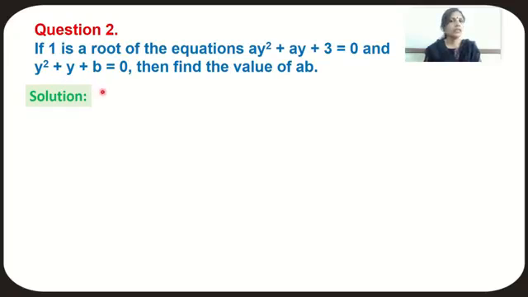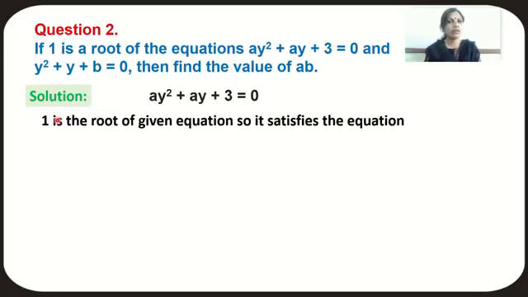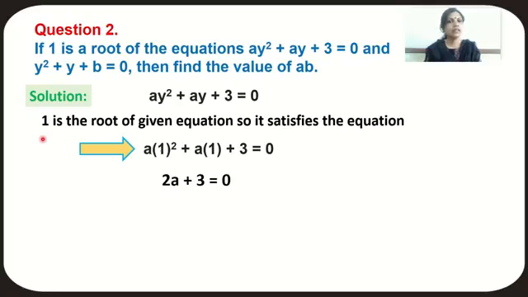So this is our first equation, and we are given that 1 is a root of the given equation. So this 1 will satisfy the equation. In place of y, we will write 1. So our equation will change to a into 1 square plus a into 1 plus 3 is equal to 0. So we get 2a plus 3 is equal to 0, and this will give us the value of a, which is minus 3 upon 2.